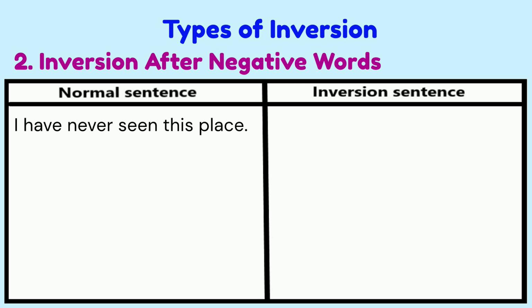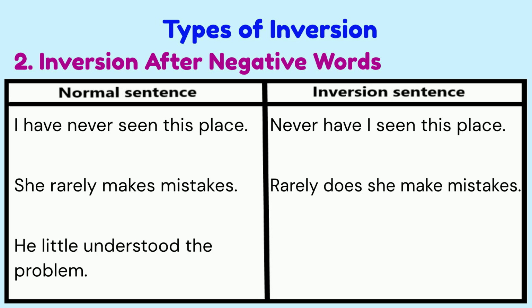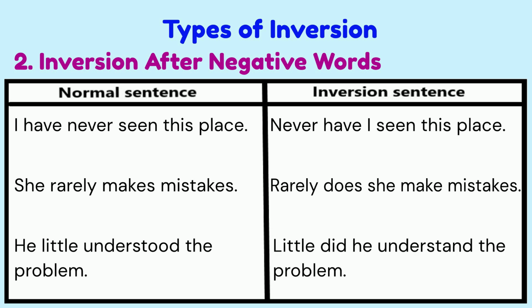I have never seen this place. Never have I seen this place. She rarely makes mistakes. Rarely does she make mistakes. He little understood the problem. Little did he understand the problem. Remember, if there is no auxiliary, add do, does, did.